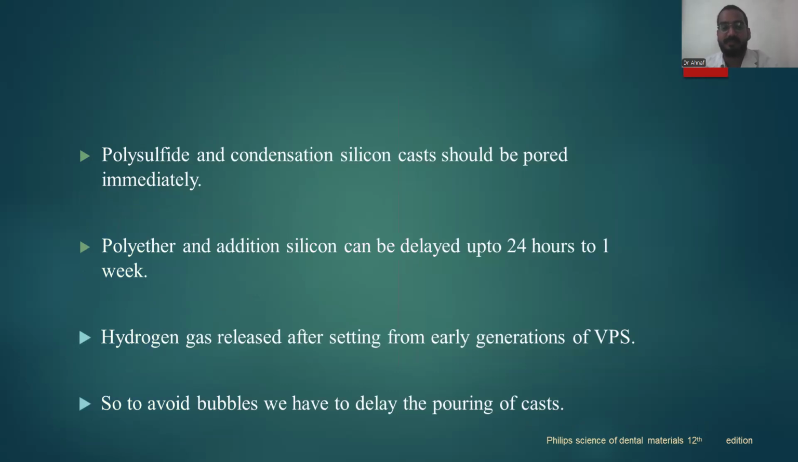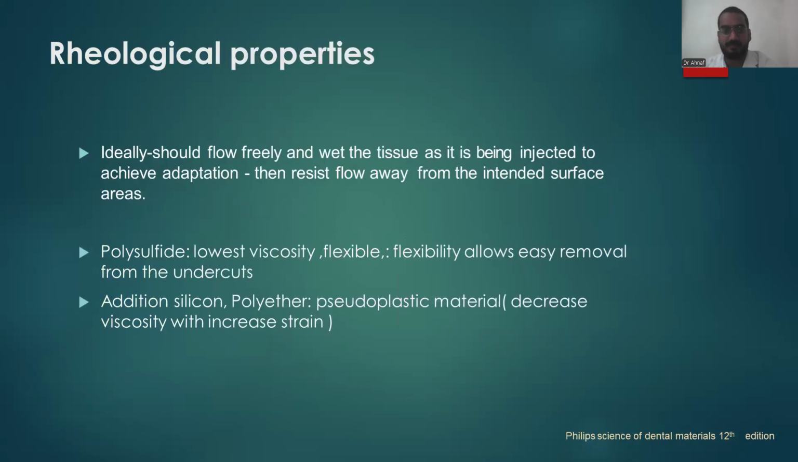So polysulfide and condensation silicone casts should be poured immediately, and polyether, since it maintains its dimensions with only minimal shrinkage even after 24 hours, can be delayed up to 24 hours to 1 week. And hydrogen gas is released after setting from early generation polyvinyl siloxane. So to avoid bubbles, we have to delay the pouring of the cast.